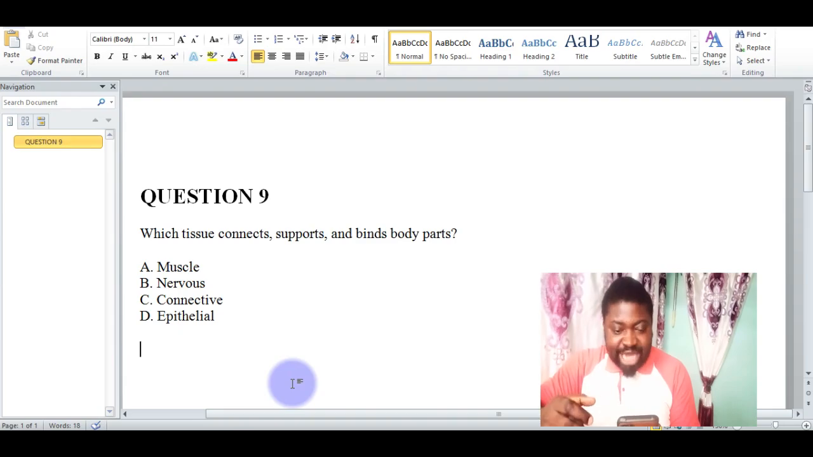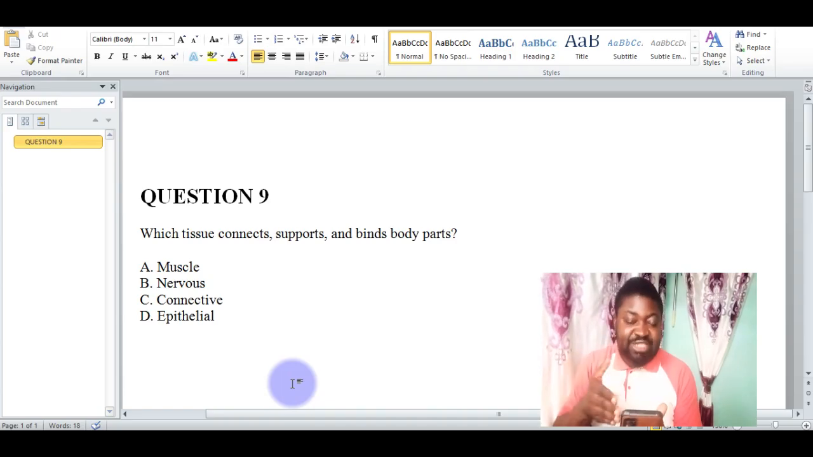Which tissue connects, supports and binds the body part? We have A, the muscle tissue, B, the nervous, C, connective, and D, epithelia. Of course, the name already is showing there. When you hear about connecting and also supporting, we are just talking about connective tissue. So the answer here is answer C, because connective tissue plays the role of connecting part of the body, from one part to another, and also provides support.